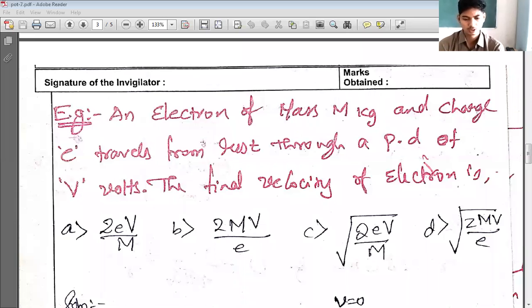Change in kinetic energy is V minus 0. No? Read out the question. An electron of mass m kg and charge E travels through a potential difference of V volts. Charge is given, potential difference is given. Charge on electron is given as E, potential difference is given as V, mass of electron is given as m. Change in kinetic energy will be equal to work done, that is known from the work energy theorem. Tell me the value of change in kinetic energy in terms of m, E and V.